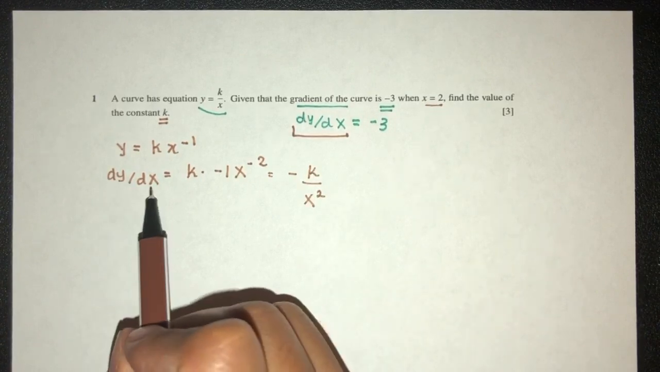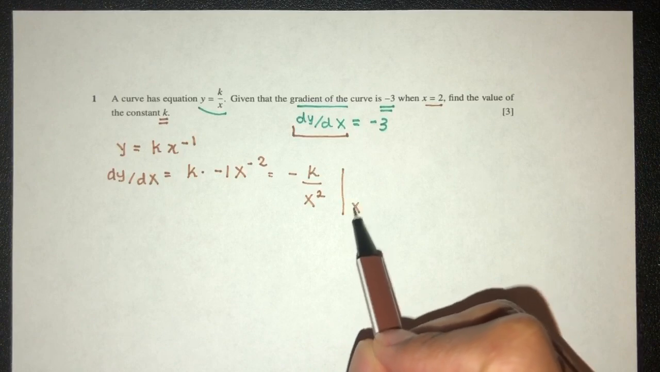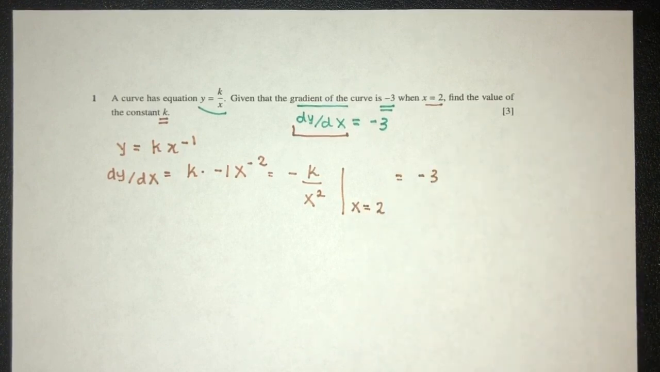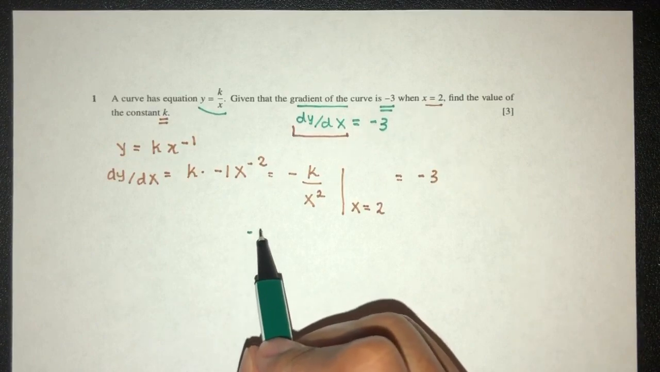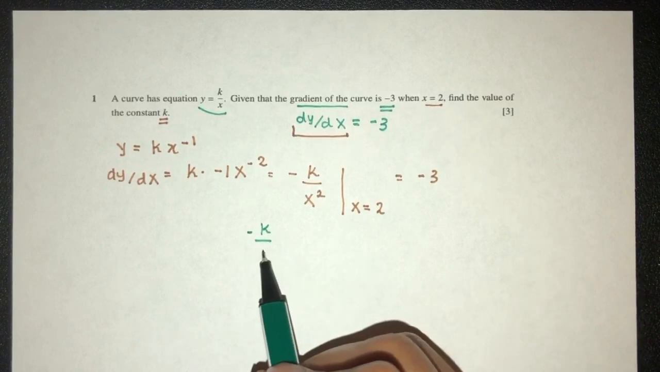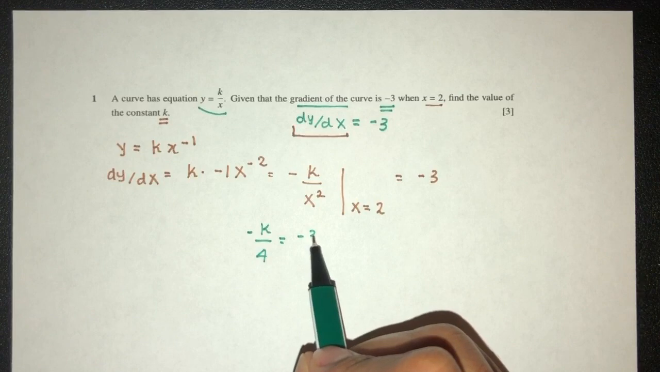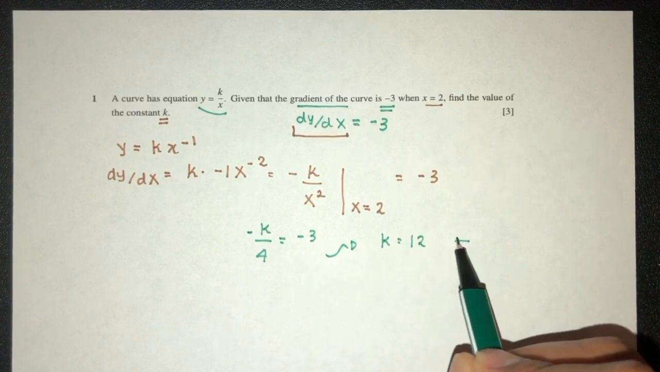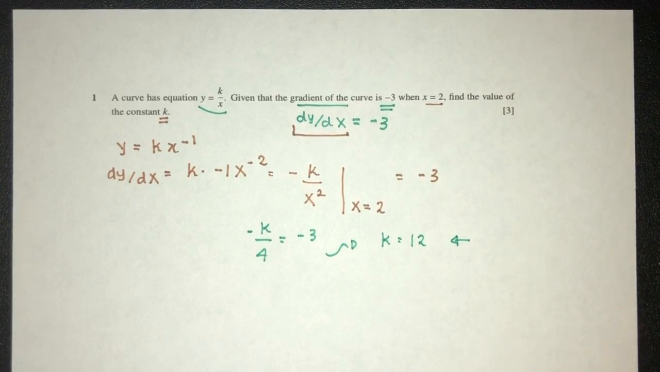Now we know dy by dx at the value of x equal to 2 is going to be minus 3. So just replace and see what happens. That will be minus k over the value of 4, which should be minus 3. From here, k will have to be the value of 12. That is question part 1 in relation to differentiation.